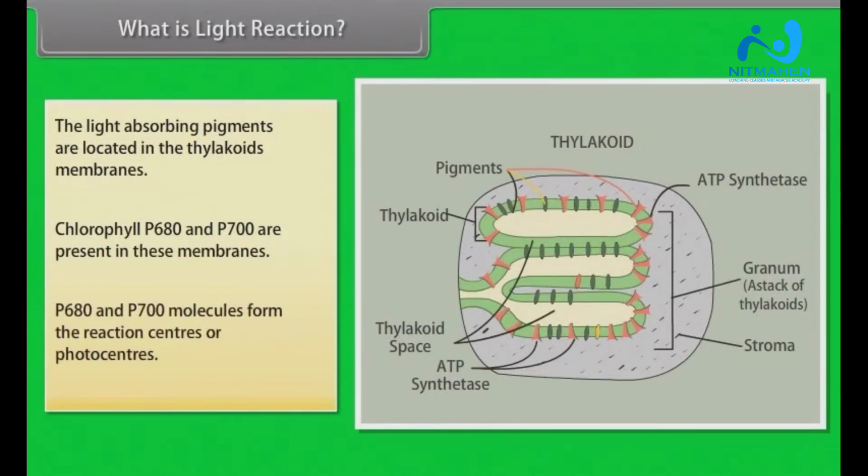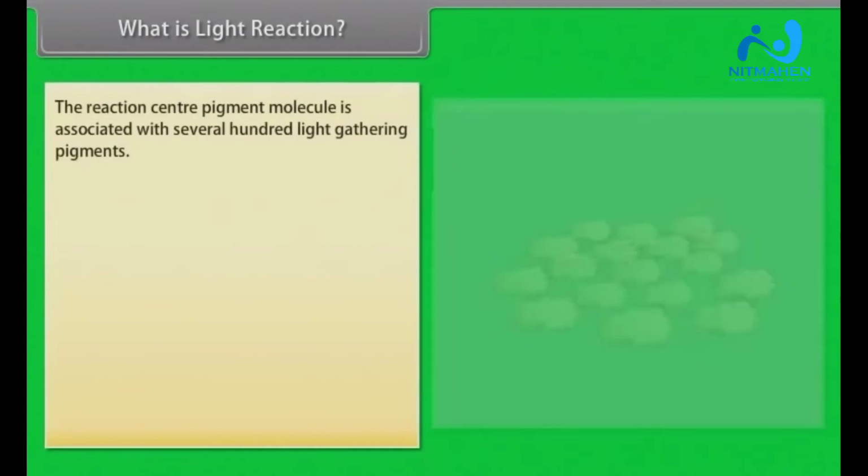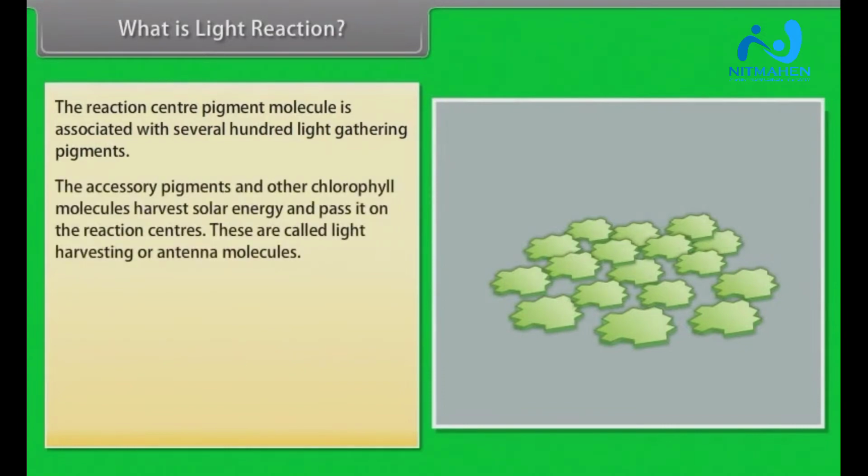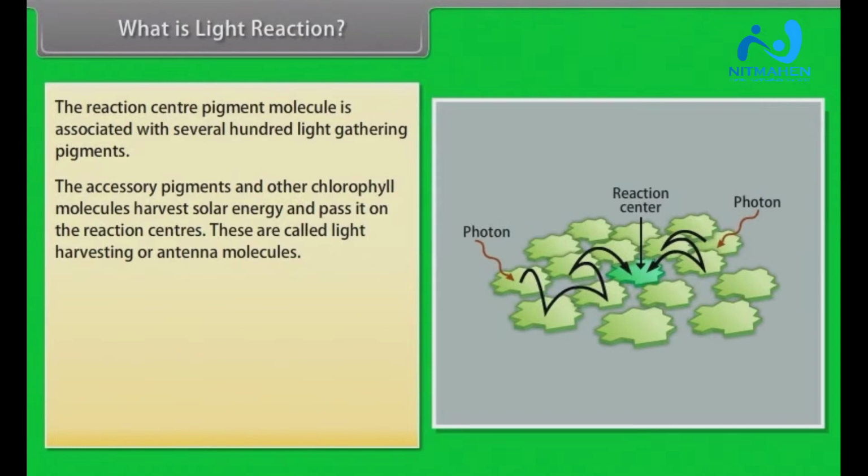P680 and P700 molecules form the reaction centers or photocenters. The reaction center pigment molecule is associated with several hundred light-gathering pigments. The accessory pigments and other chlorophyll molecules harvest solar energy and pass it on to the reaction centers. These are called light harvesting or antenna molecules.